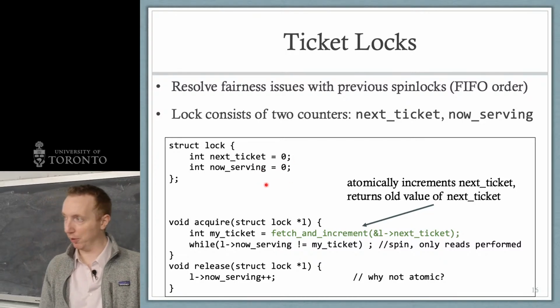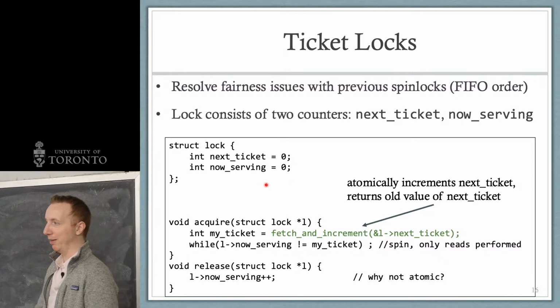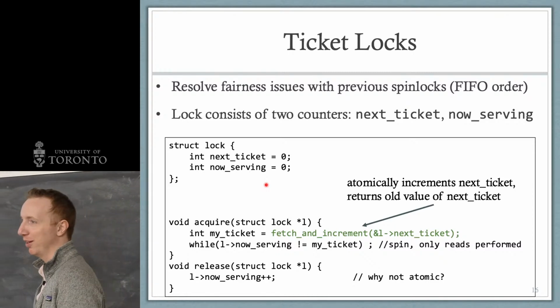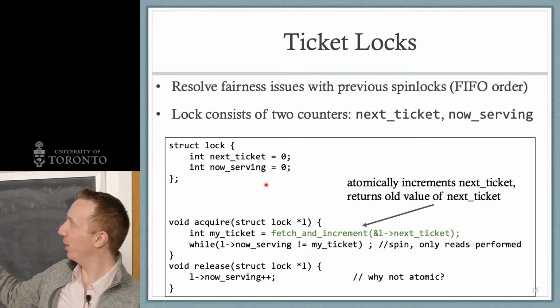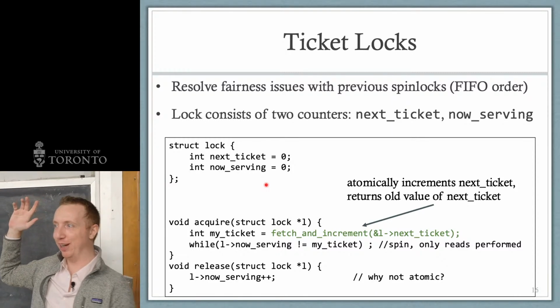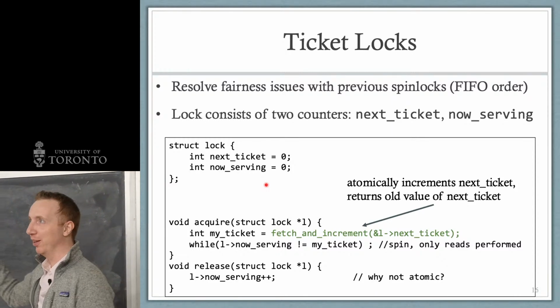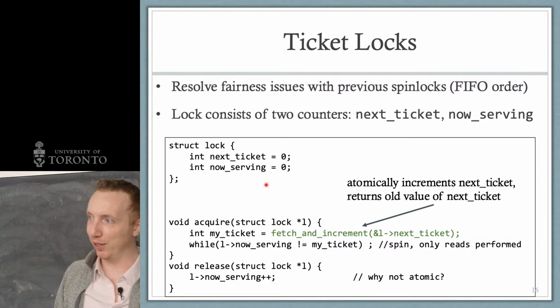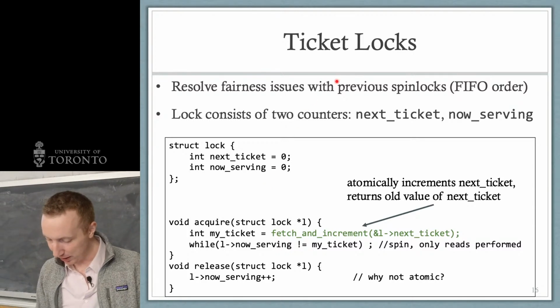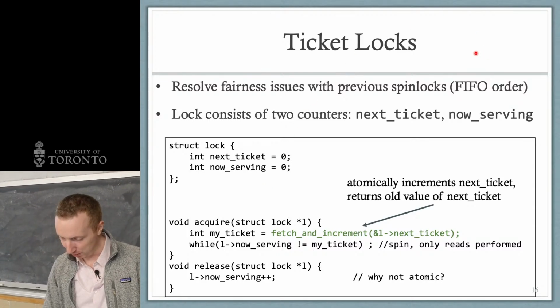Think of it as you're in line at, do people go to bakeries anymore? Kind of. There's one place in Waterloo I know that uses this. What is it? Service Ontario still uses this thing. So think of this as Service Ontario. You get a ticket and then it serves you in order, more or less.